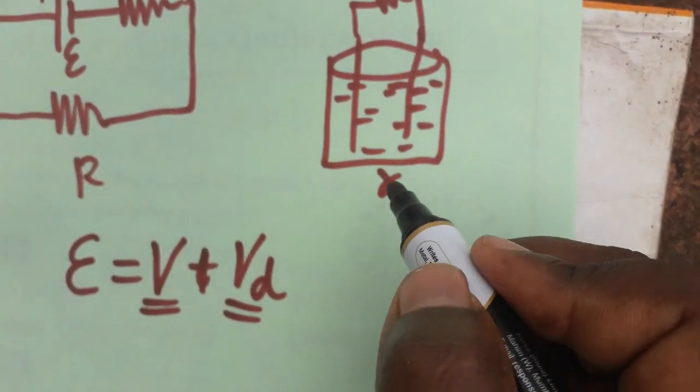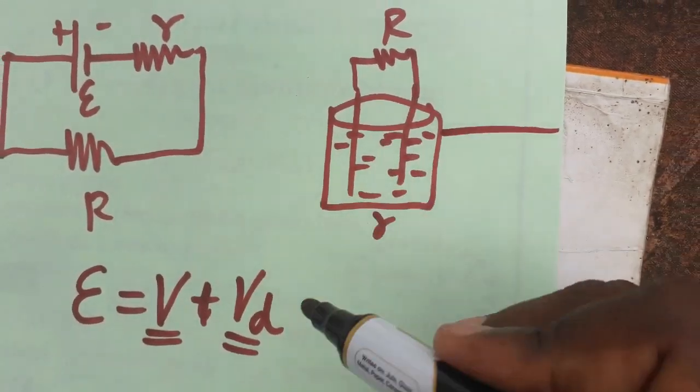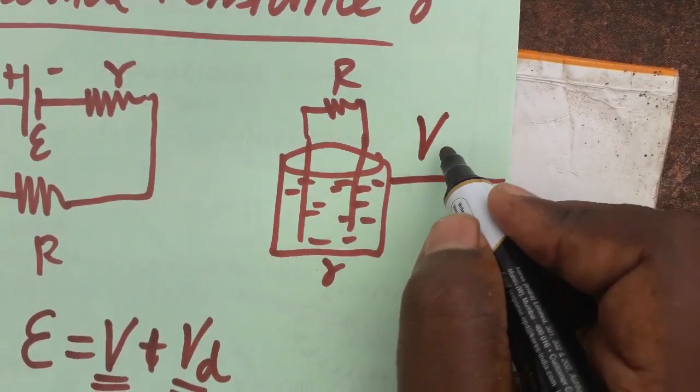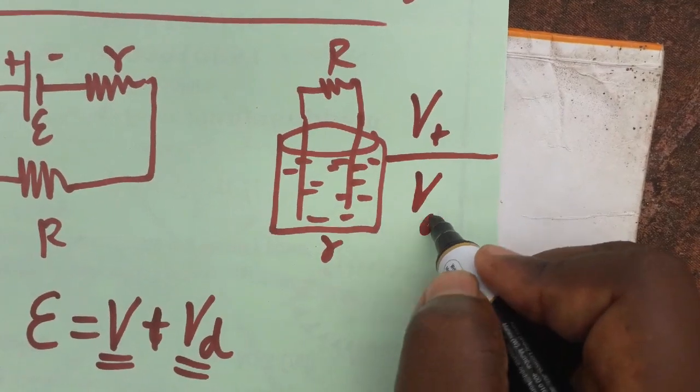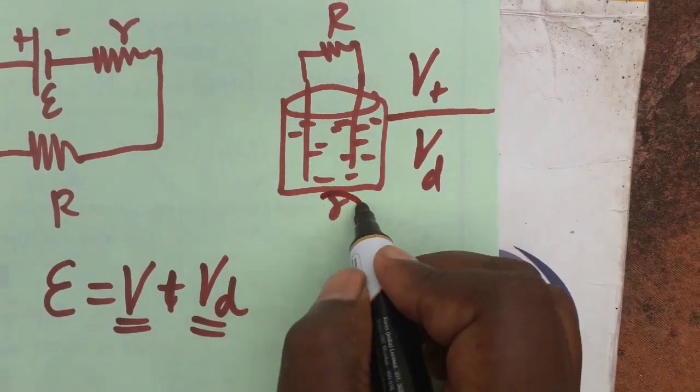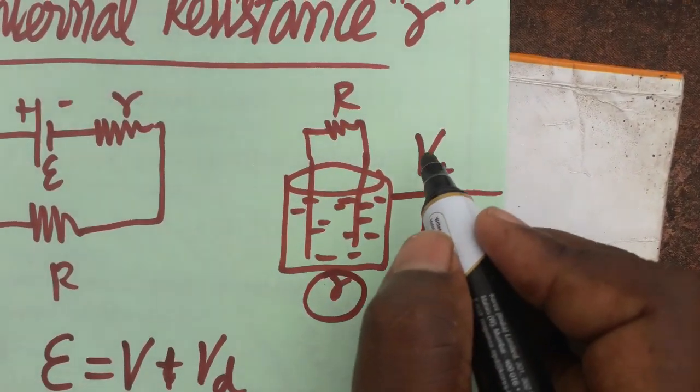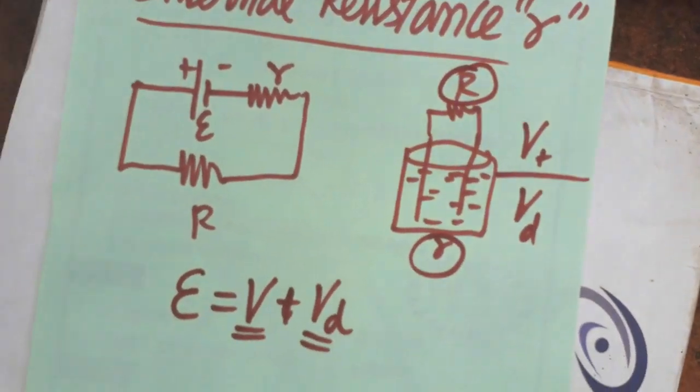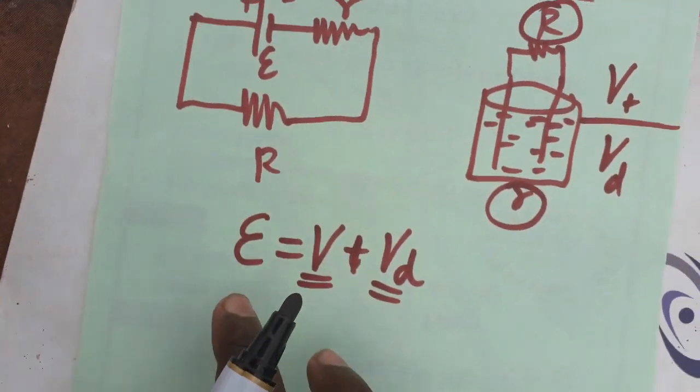The external voltage is created due to the external resistance, but the drop voltage is created due to the internal resistance. So we have to divide it into two parts: the external one is the terminal voltage, and the internal one is the drop voltage. Both together give us the EMF.